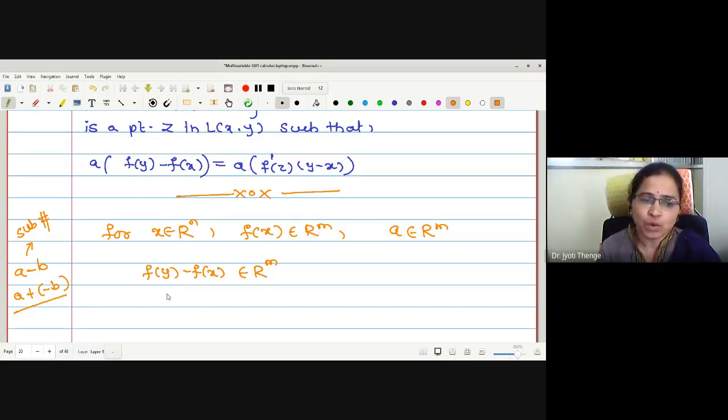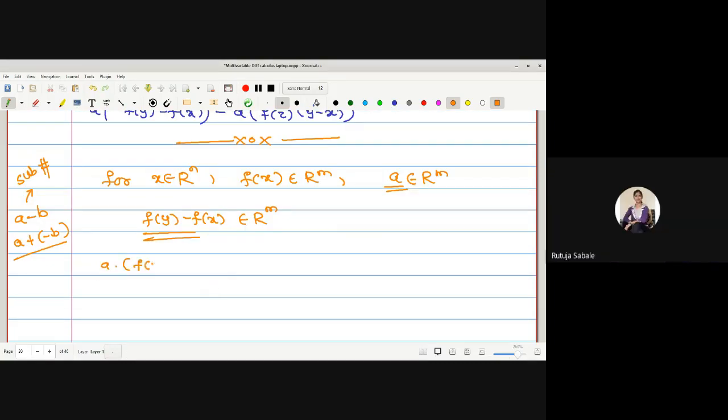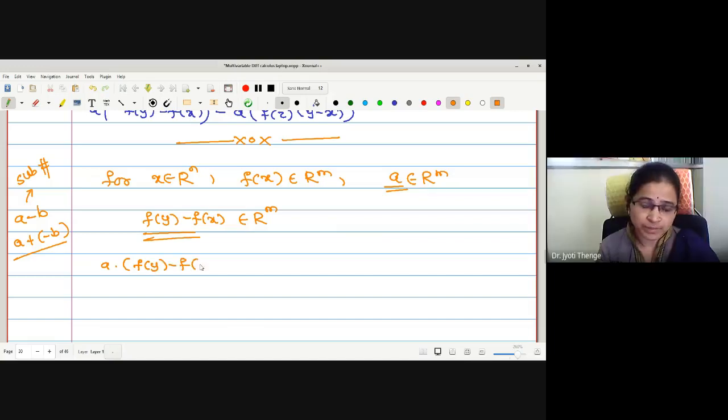Now what about the dot product then? Fy minus fx and a are both vectors in Rn space. But what is the resultant of this dot product of these two vectors? It belongs to Rm.